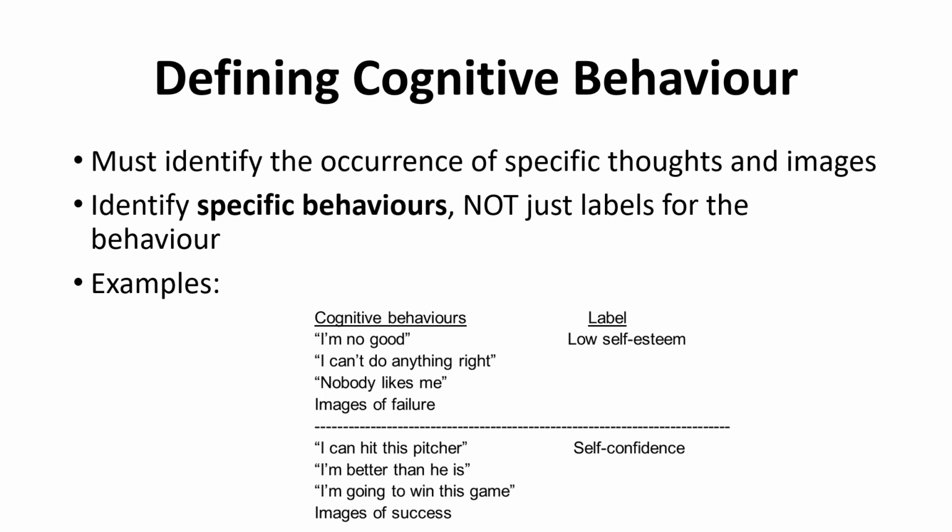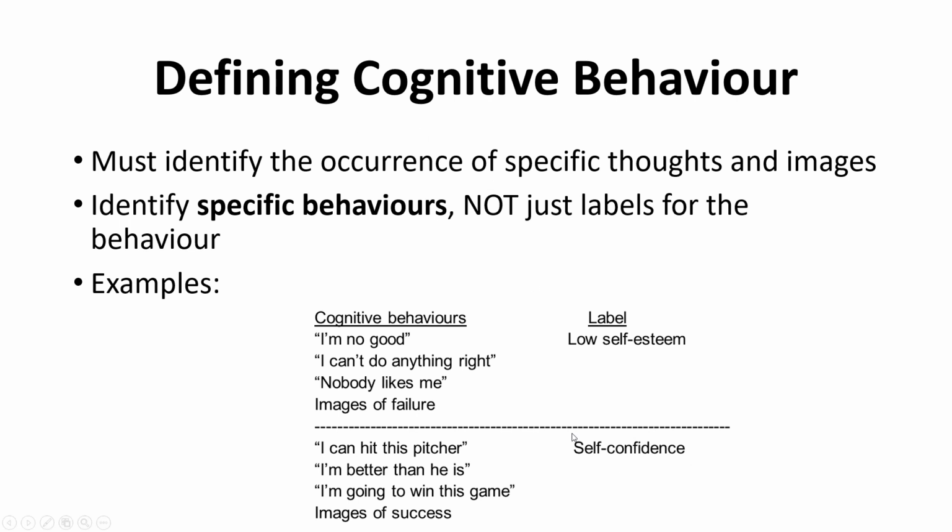That's a label for a cluster or a large grouping of a bunch of different behaviors that can fall under that category. So low self-esteem can include cognitive behaviors like thinking, I'm no good, I can't do anything right, nobody likes me, or images of yourself failing. Those specific behaviors that you want to identify all fall under the category or the label of low self-esteem, but we want a more specific set of cognitive behaviors that we want our clients to be on the lookout for.